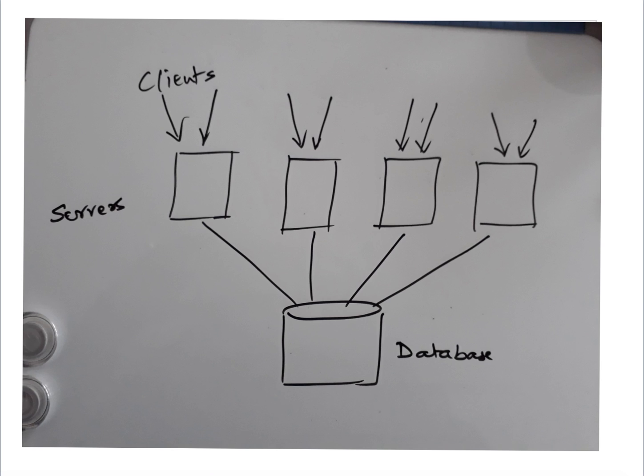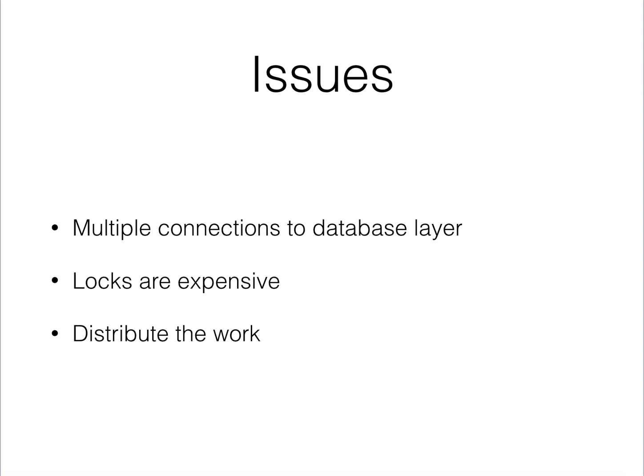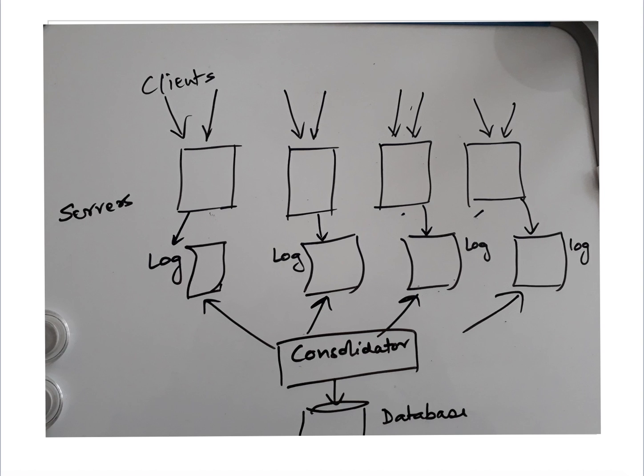view count. Now, a couple of issues with this approach is that you will have multiple connections to the database layer. That means there are multiple clients who are trying to update the database at the same time. So you would have to have some locking mechanism in place, and locks, as we know, are expensive. So what we could do is we could distribute the work and then have each of the servers create a log and write some entries in the log, and then have a consolidator consolidate these logs and write those entries into the database.